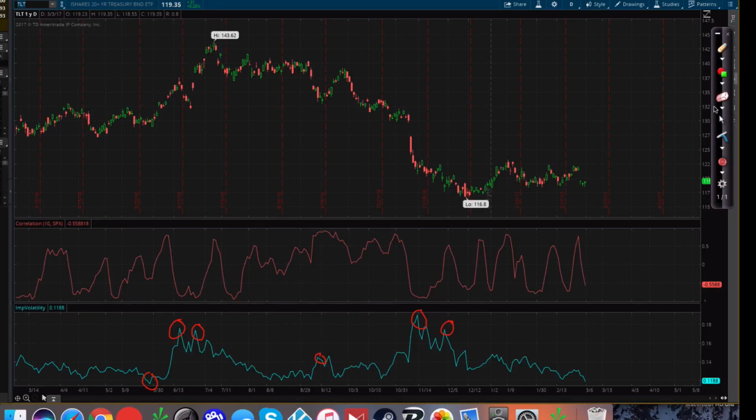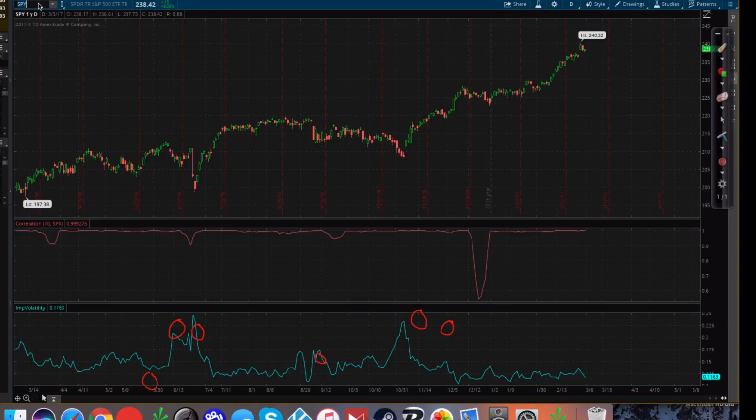Now, depending on the instrument, TLT isn't the best example. Let me go to SPY. Take a look at that. If you look at my circles, they're sort of around the same places. But generally speaking, spikes in volatility in standard equities, which would be stocks, tend to correlate with big down movements. So as the price of the market goes down, the volatility tends to go up.